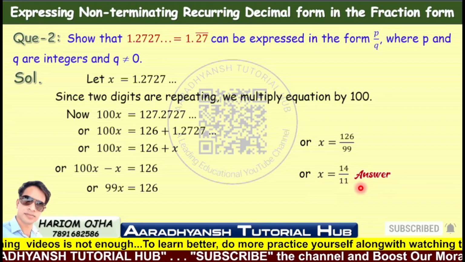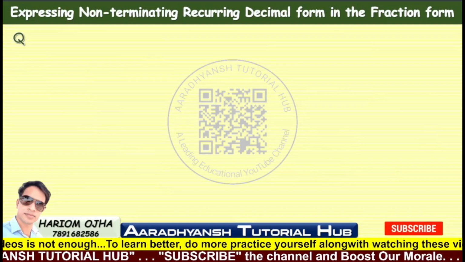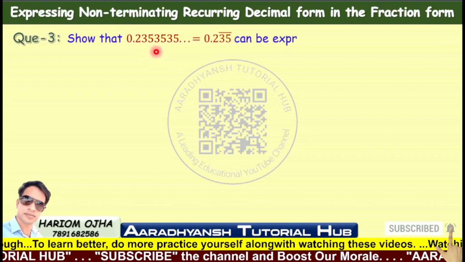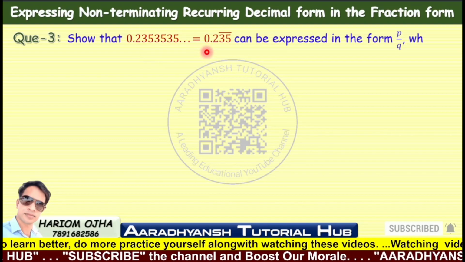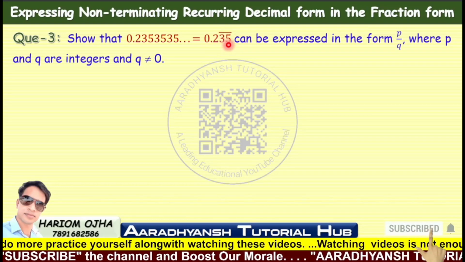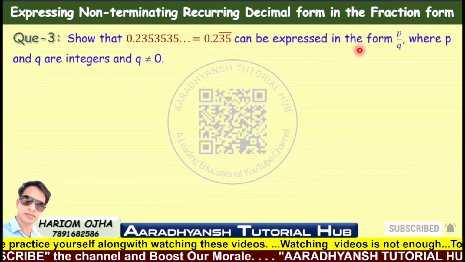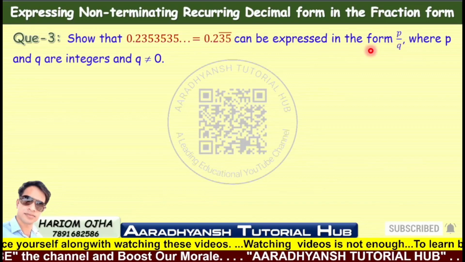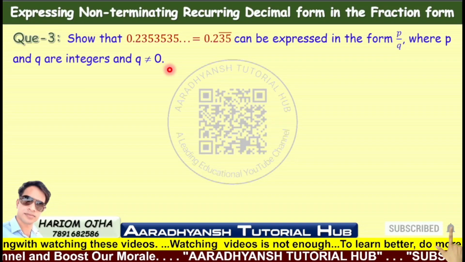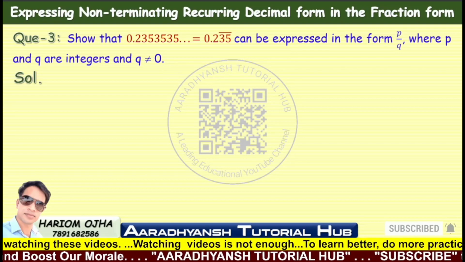Okay students, question 3: show that 0.2353535, that is 0.2 bar over 35, can be expressed in the form of P over Q, where P and Q are integers and Q is not equal to 0. The solution will be like this.